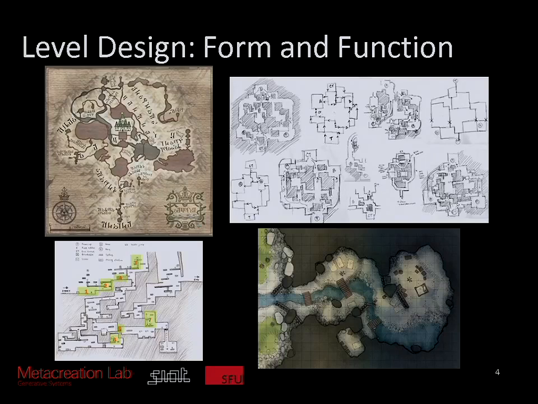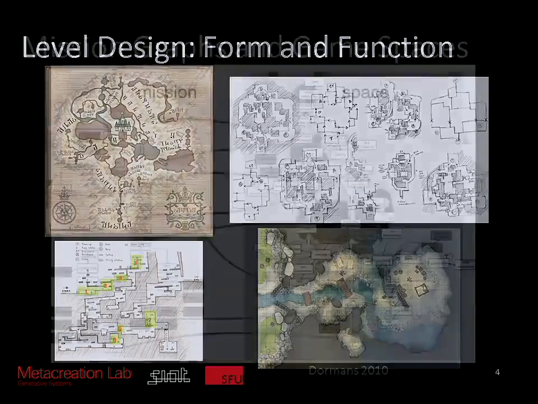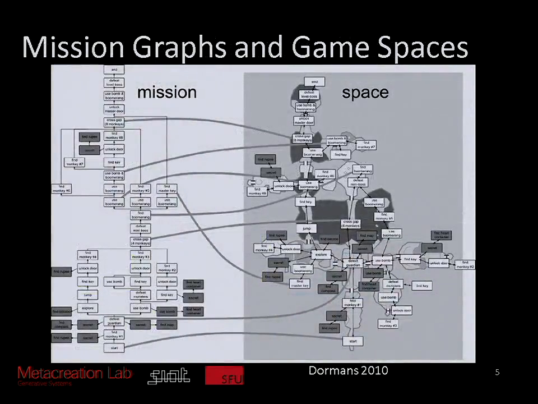I'll take another specific example to explore these two concepts. It comes from an analysis by Joris Dormans, where he analyzed a level in the game The Legend of Zelda. He found that we can describe a level by two structures. The first is the game space, the one on the right, which is the spatial structure and geometrical representation of the level. On the left is the mission graph, which is a directed sequence of tasks that the player is expected to accomplish in that space.